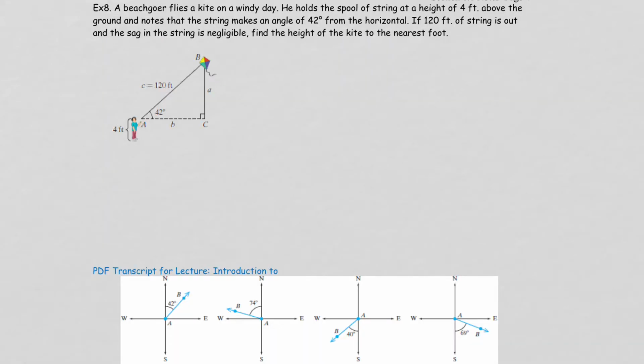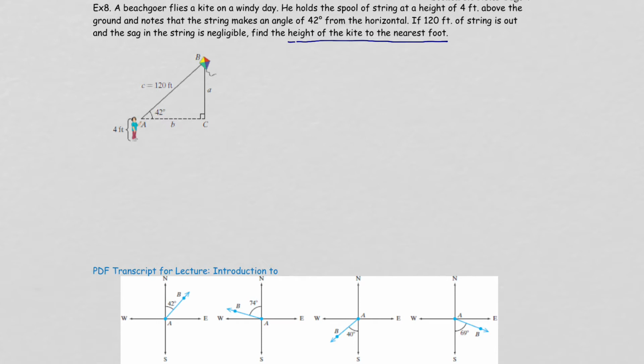This next example is asking to find the height of the kite to the nearest foot. So your kite is right here. What do we know from the problem? You can also read the problem here. It says that the kite is held from 4 feet above the ground. So this is the 4 feet. The angle from the horizontal to the kite is 42 degrees. The length of the string is 120 feet.